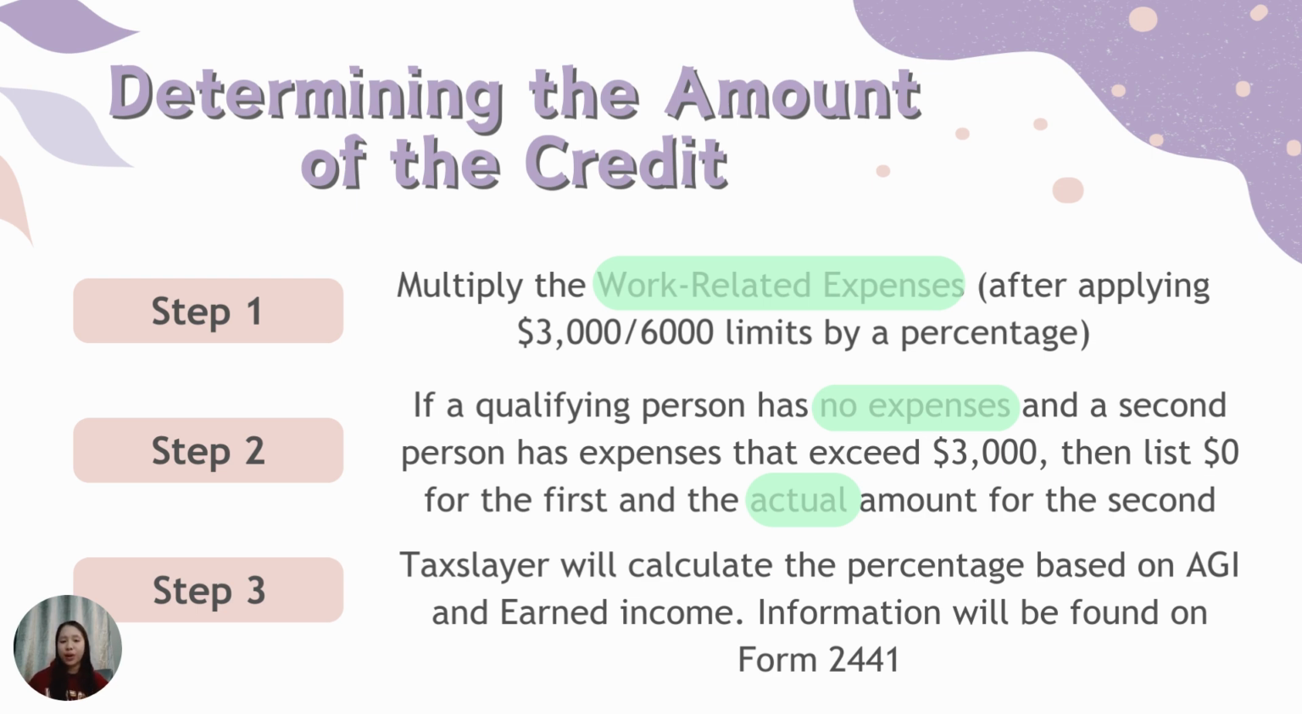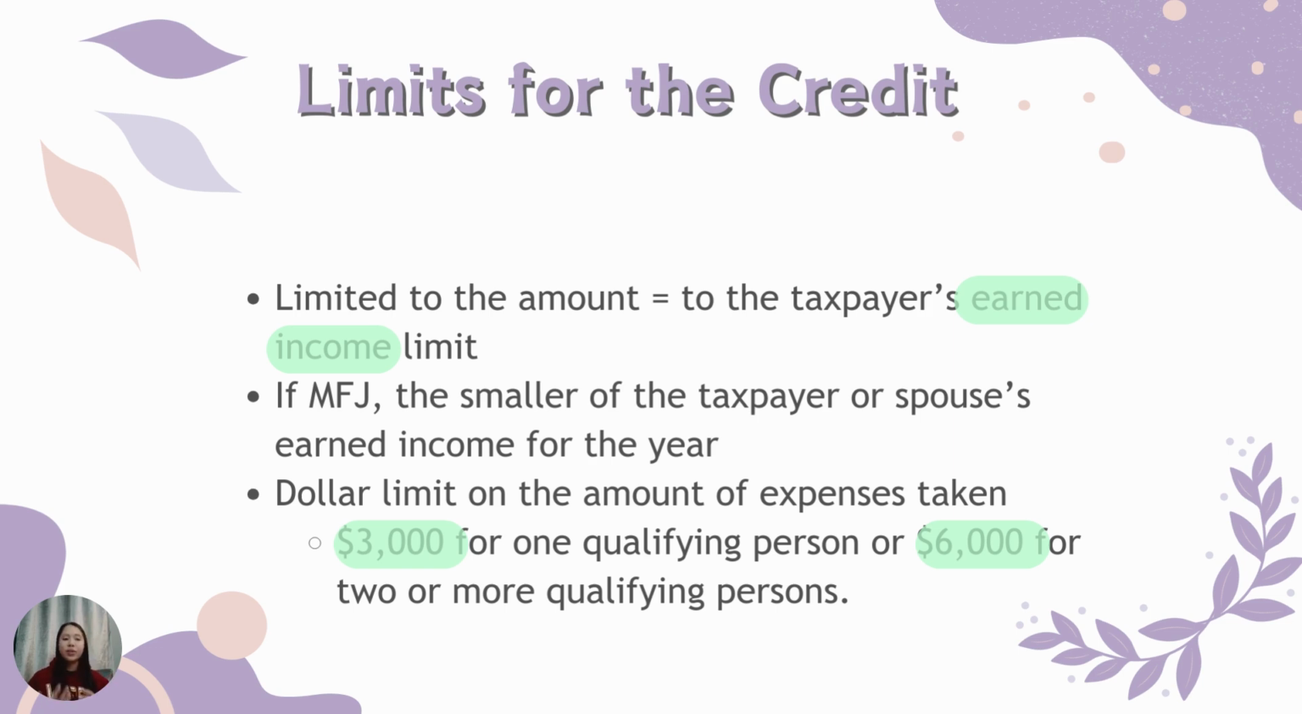And the taxpayer will also calculate the percentage. TaxSlayer, which is our software, will calculate the percentage between 20 to 35% of your dependent care expenses that you can claim as a credit based on the taxpayer AGI and earned income. And this information will all be found on Form 2441. Okay. And to go over in summary, the limits for the credit: since it's a non-refundable credit, it's limited to the amount of the taxpayer's earned income. If they're married filing jointly, the smaller of the taxpayer or spouse's earned income for the year, that's what the credit is limited to.